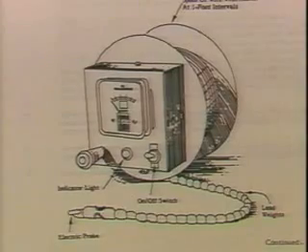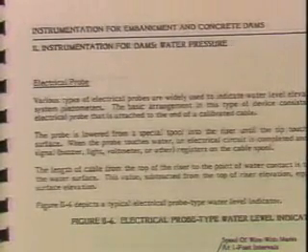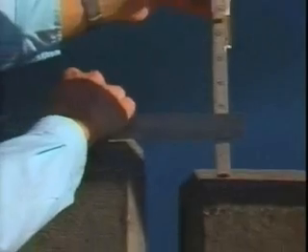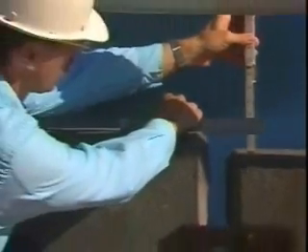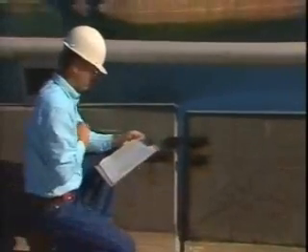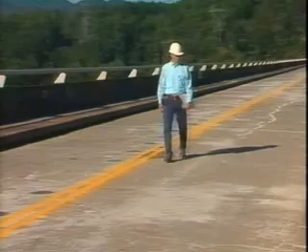More information on these instruments can be found in the module entitled Instrumentation for Embankment and Concrete Dams. When you find that displacement has occurred, measure and record the amount of movement. Describe the direction of movement and photograph any visible evidence of movement. Compare your findings with previous reports before developing conclusions.